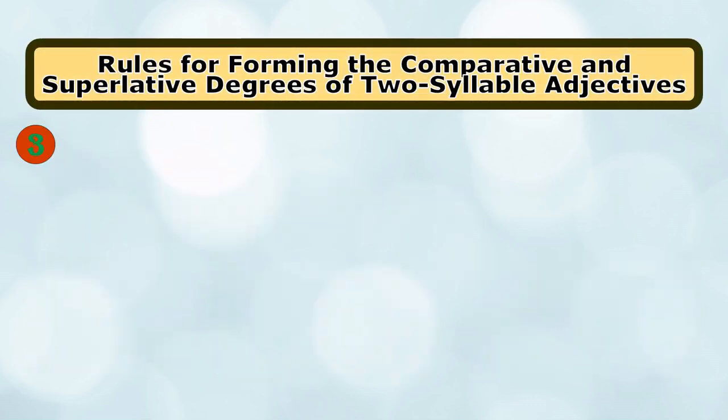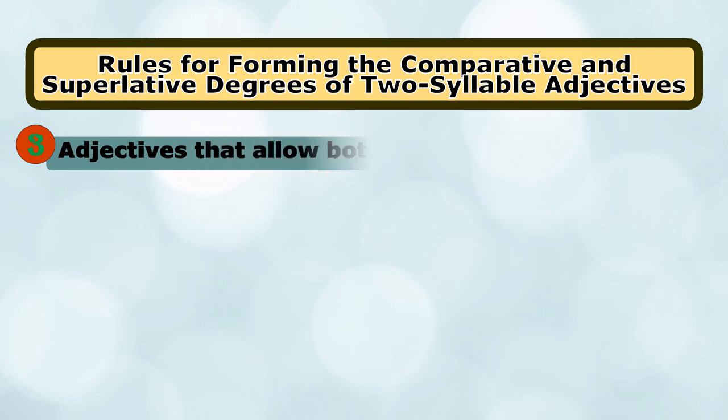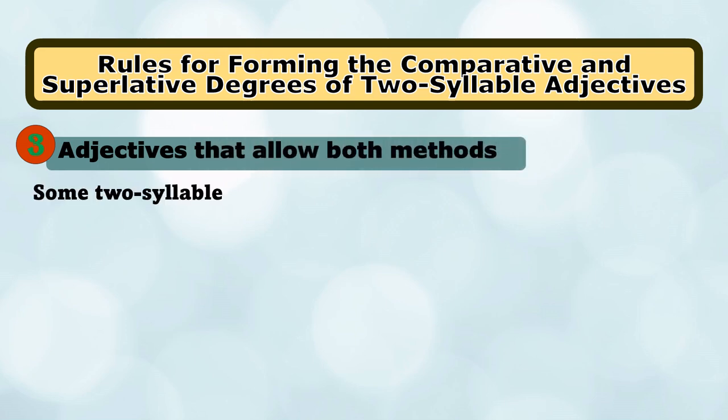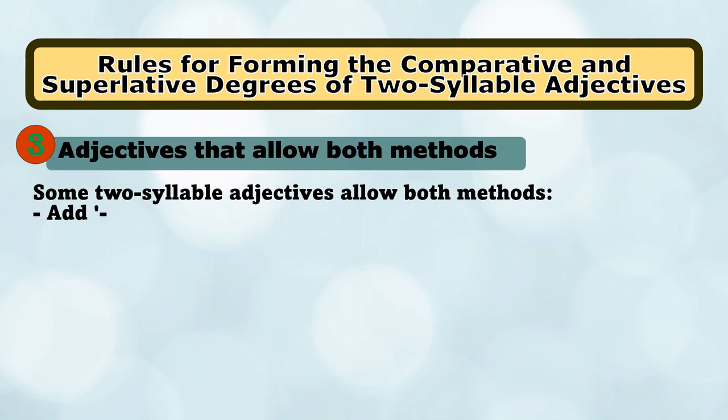Rule number 3. Adjectives that allow both methods. Some two-syllable adjectives allow both methods. That is, they use either er, est, or use more and most, to form comparatives and superlatives. Let us look at some examples.